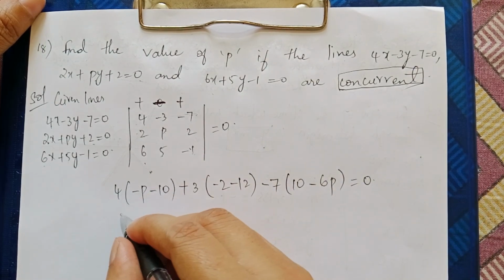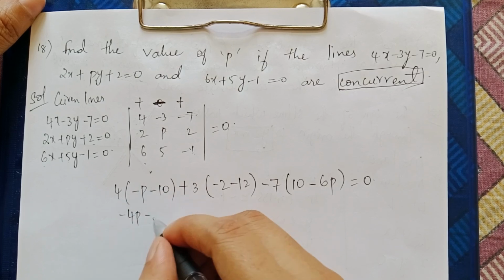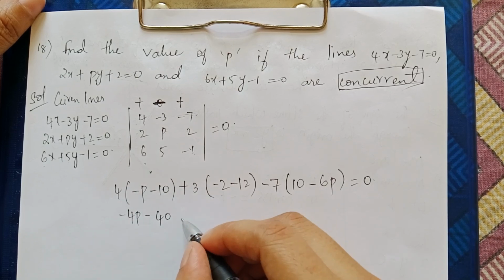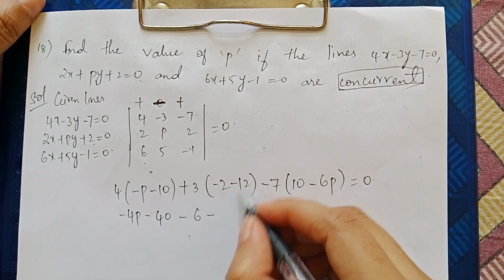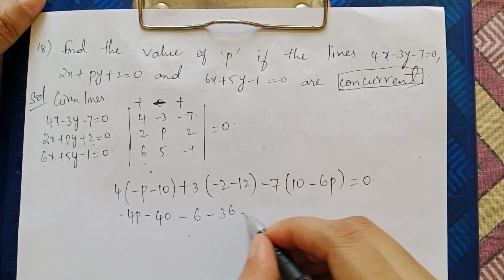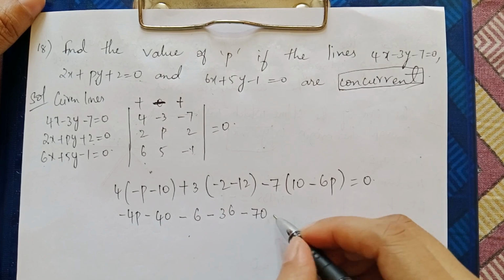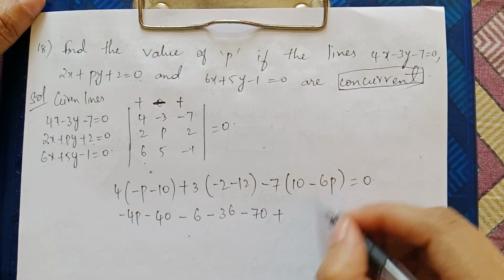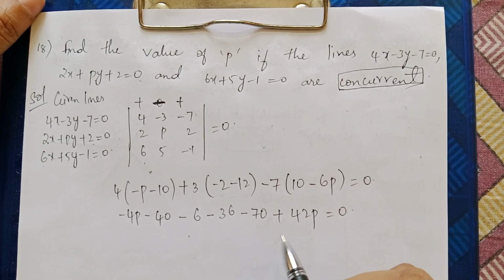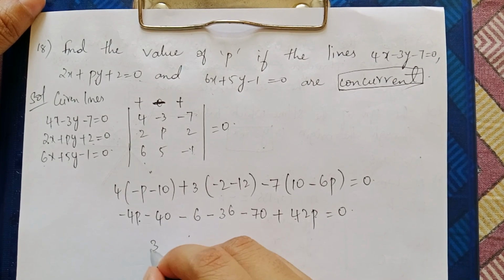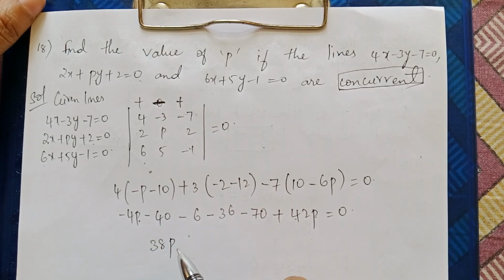Multiplying 4 inside, so it is minus 4p, minus 4 tens 40, and plus into minus minus, 3 2s is 6, minus 12 3s are 36, minus 10 7s are 70, minus of minus is plus, 7 6 are 42p equals to 0. So here it is 42p minus 4p, which is equals to 38p.